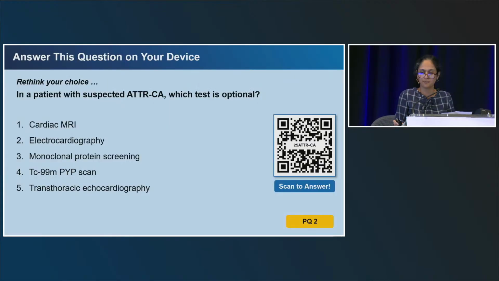Okay, another question. In a patient with suspected ATTR cardiac amyloidosis, which test is optional? Cardiac MRI, electrocardiography, monoclonal protein screen, technetium scan, transthoracic echo.